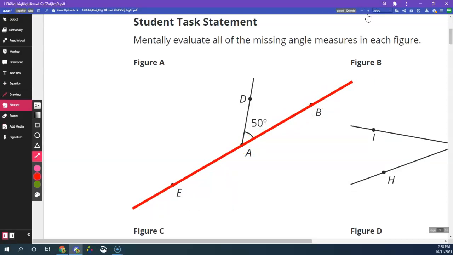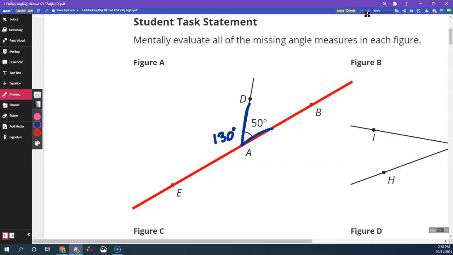180, right? So if this is 50 degrees, and you know the whole thing equals 180, how much would this angle have to be? Just 130, right? Our goal is to take these rules that we learned probably a while ago, maybe not even this grade, and start using them to prove things.